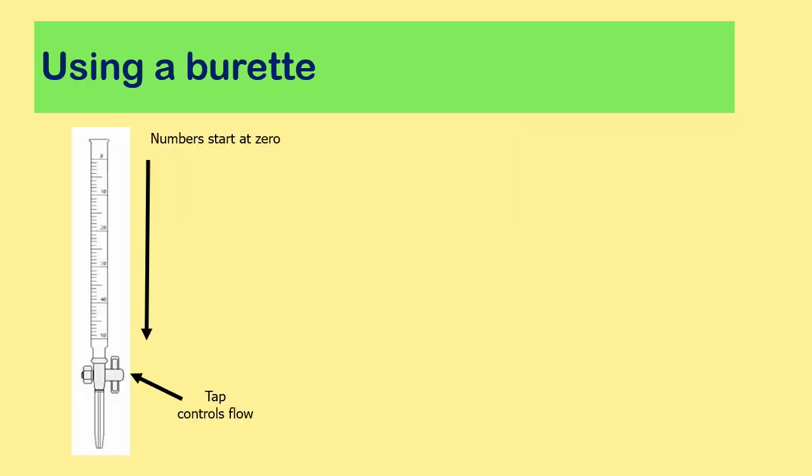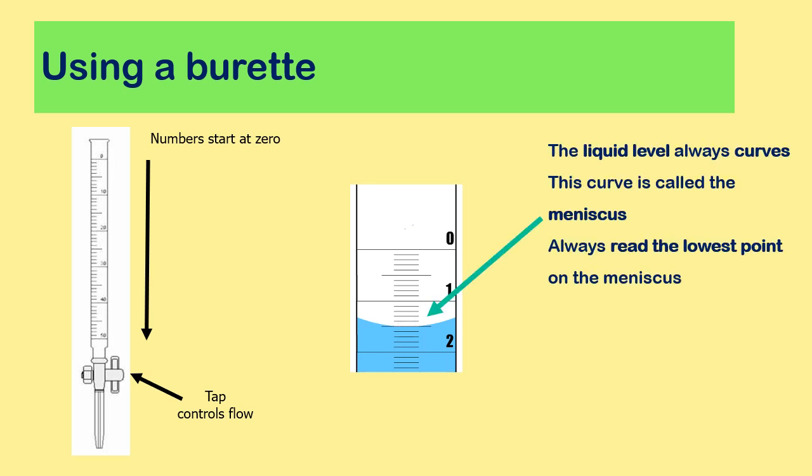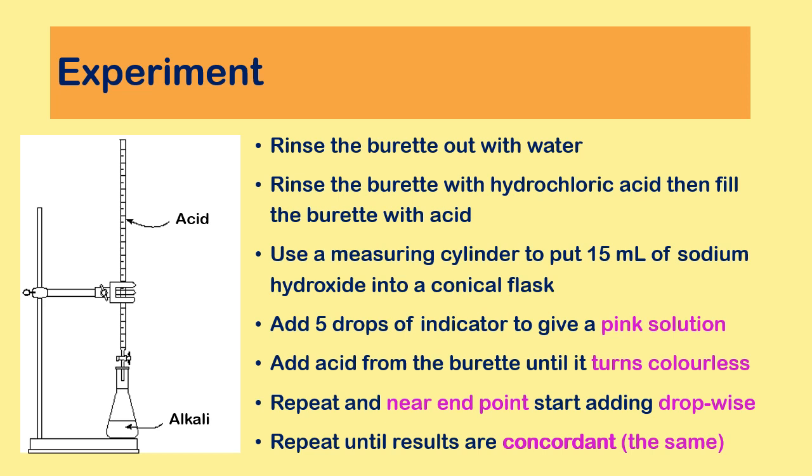So when we're looking at a burette, it starts at the number 0 at the top and it goes downwards. When liquid is in it, the liquid curves and causes something called the meniscus to form. Whenever we are reading a burette, we read from the bottom of the meniscus. And you want to be looking at it. When it comes to a titration experiment, you must always rinse your burette out with whatever acid is going in. Okay, that is the last thing you must rinse it with. You can rinse it with water first, but you must rinse it with your acid.